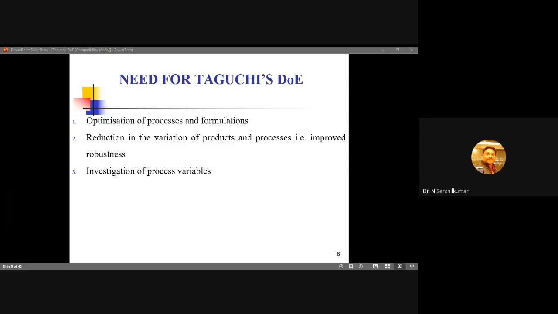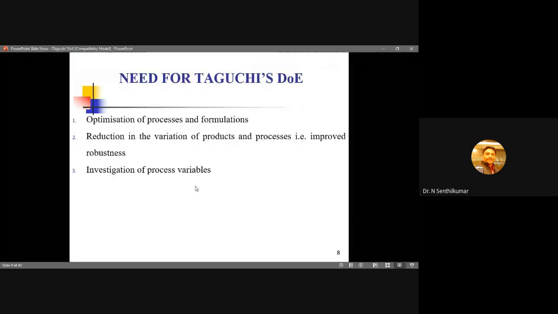Apart from that, what is the effect when an increase in cutting speed takes place? When I increase the cutting speed, what will happen to the output? When I increase the approach angle, what will happen to the cutting forces? Likewise, we are going to study. Okay. Then investigation of noise variables. The noise is nothing but the uncontrollable factors. So which is going to produce noises? Which factor is being affected? That also we can identify from these formulations.